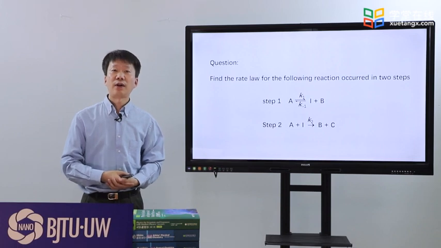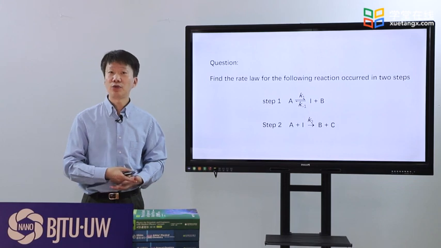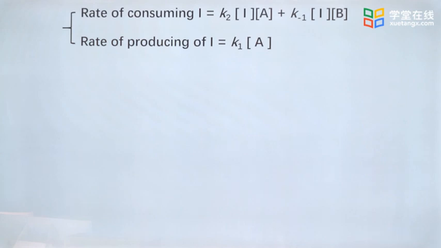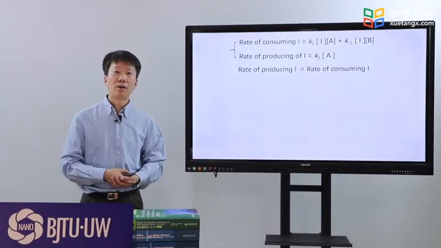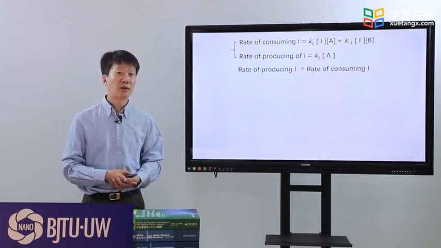Question. Find the rate law for the following reaction occurring in 2 steps. We need to find the expression for I. The consumption of I includes a reaction in step 2 and the reverse reaction in step 1. Then we have the rate of consuming I equals K2 times A times I plus K minus 1 times I times B. The rate of producing I is K1 times the concentration of A.